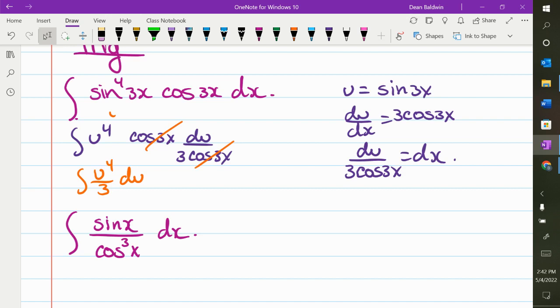What's the antiderivative of u to the power of 4? This. U to the 5 over 5 times 3, which is 15. Yeah, ignore the one there below it. That's your answer. Exactly.